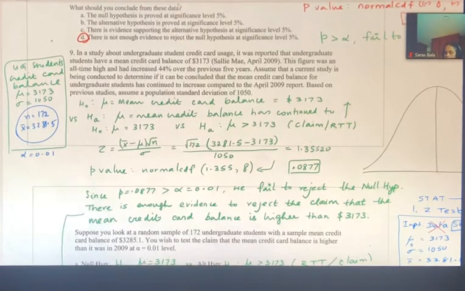So here you are given a quantitative variable. The quantitative variable is certainly your credit card balance, which is going to be in dollar sign. That's right. So in a study about the undergrad students' credit card usage, it was reported that undergrad students have the mean credit. So I'm talking about all the students, the entire population. So the entire population is going to give me the mean of 3173. That's right.